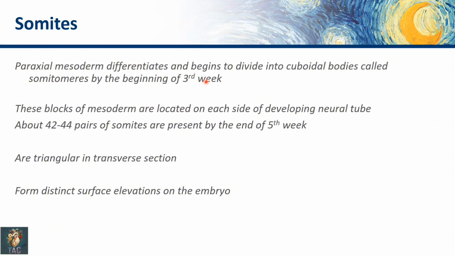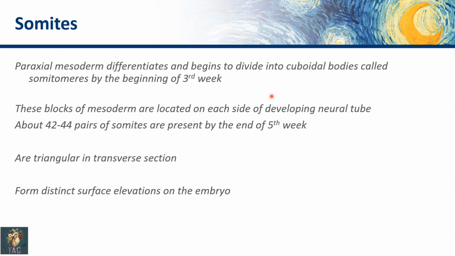From the 20th day onward, each day nearly 3 pairs are added, and a total of 42 to 44 pairs are present at the end of the 5th week. Out of these 42 to 44 pairs, there are usually 4 occipital, 8 cervical, 12 thoracic, 5 lumbar, 5 sacral, and 8 to 10 coccygeal pairs. Out of all these pairs, usually the last 5 and the first occipital disappear, and the remaining form the vertebra.